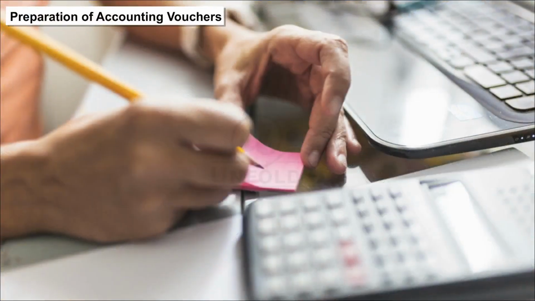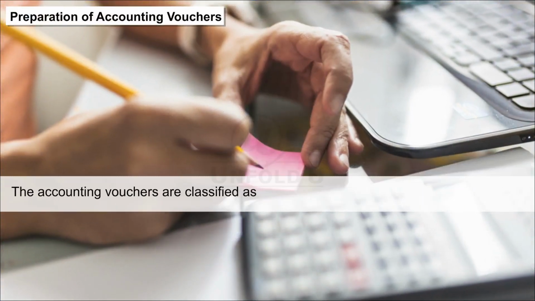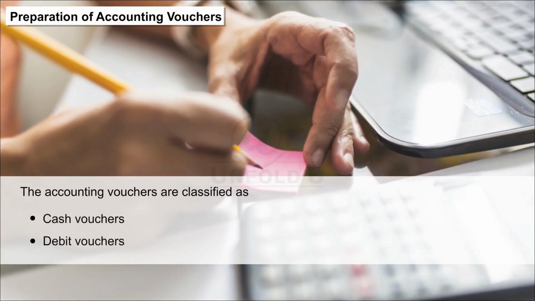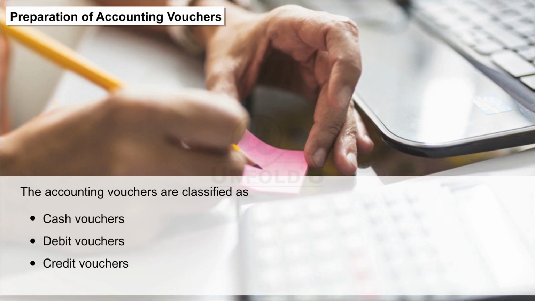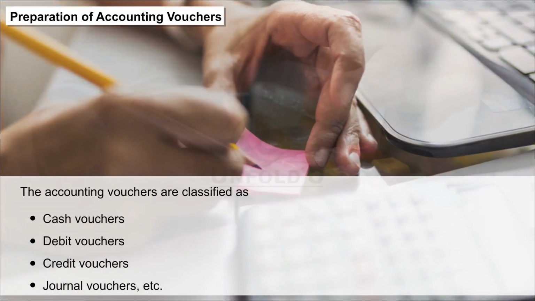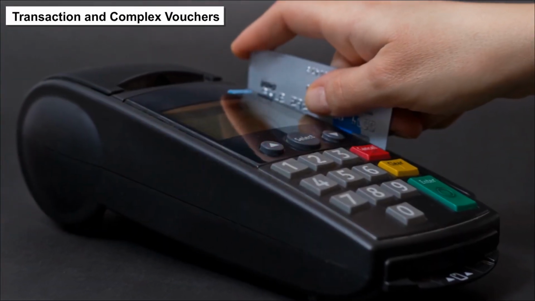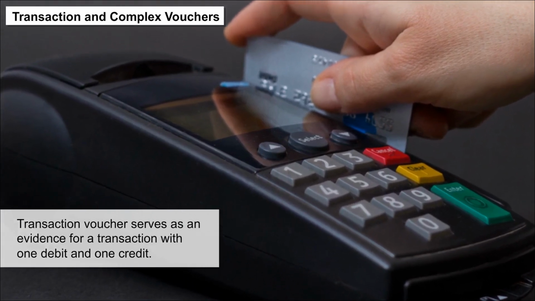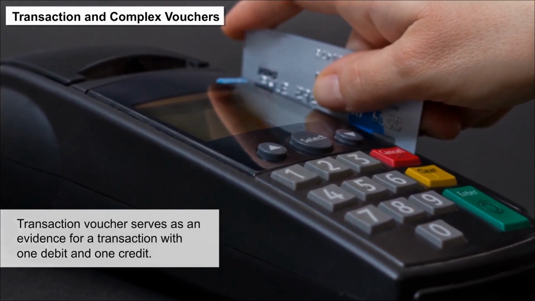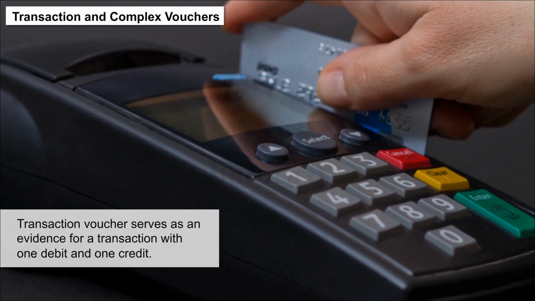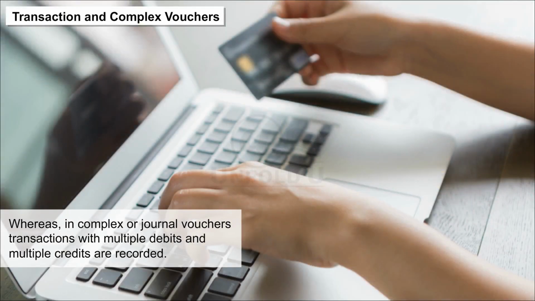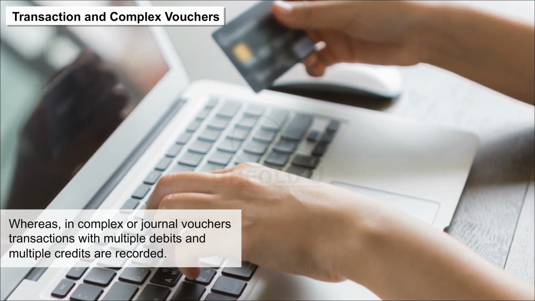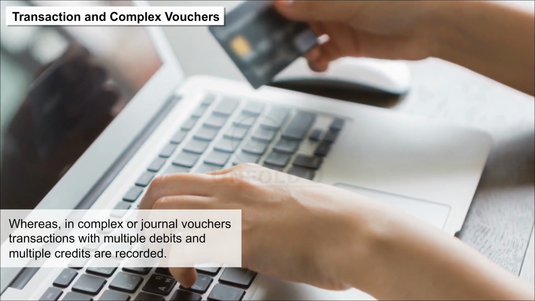Preparation of accounting vouchers. The accounting vouchers are classified as cash vouchers, debit vouchers, credit vouchers, journal vouchers, etc. Transaction and complex vouchers: a transaction voucher serves as evidence for a transaction with one debit and one credit, whereas in complex or journal vouchers, transactions with multiple debits and multiple credits are recorded.